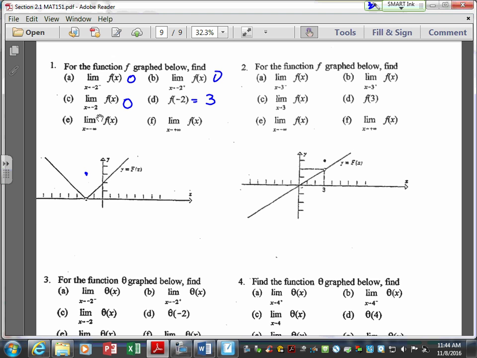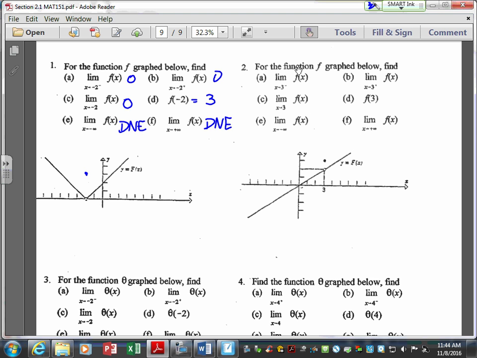Alright, now what about this one? The limit of the function as x is approaching infinity. As x keeps on going, where does it stop? We don't know, right? So we say the limit doesn't exist. What about as we go to negative infinity? So on my function, I'm approaching negative infinity. What about it? Does not exist. Good.